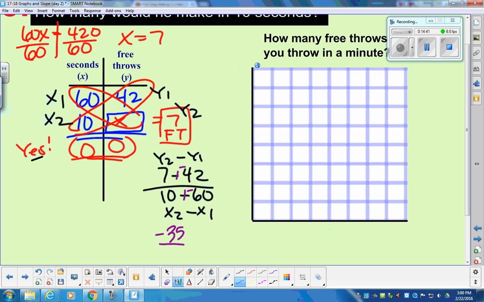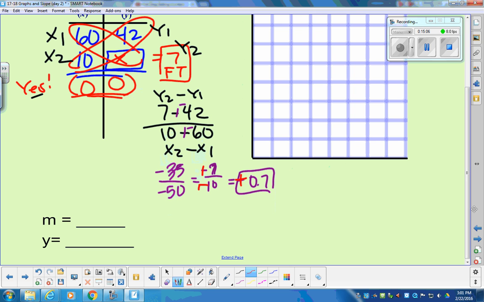over negative 50. So we can divide top and bottom by 5, gives me negative 7 over 10, negative 7 tenths. So I'm going to put that in decimal form, which is negative 7 tenths. It's actually positive, sorry guys. There's two negatives here, so positive 7/10. So what we're really saying is that his slope, kind of crazy, is he can make 7/10 of a free throw per second, which seems kind of weird because how can you make part of a free throw? But that's the speed at which he's shooting, which means he's shooting at that rate.